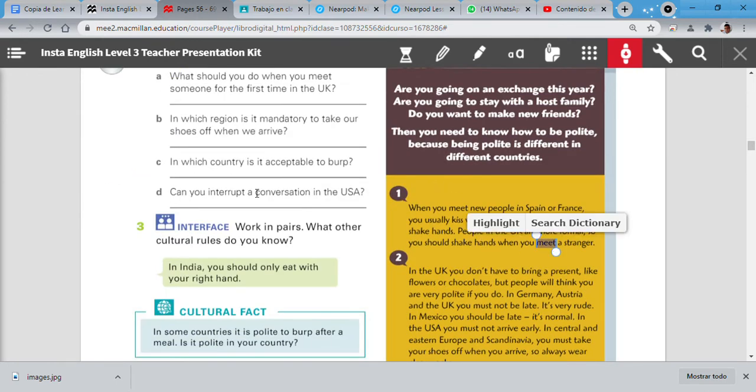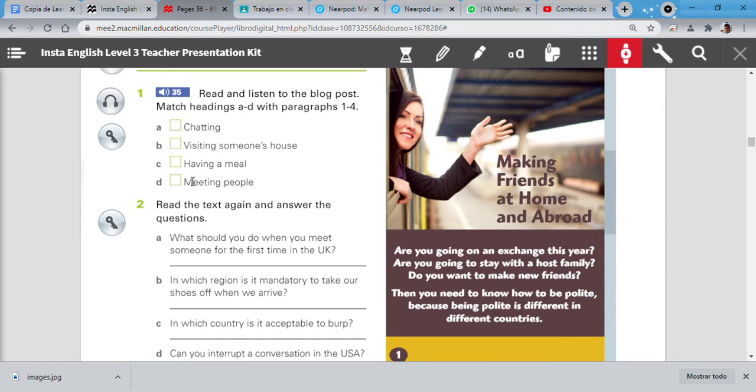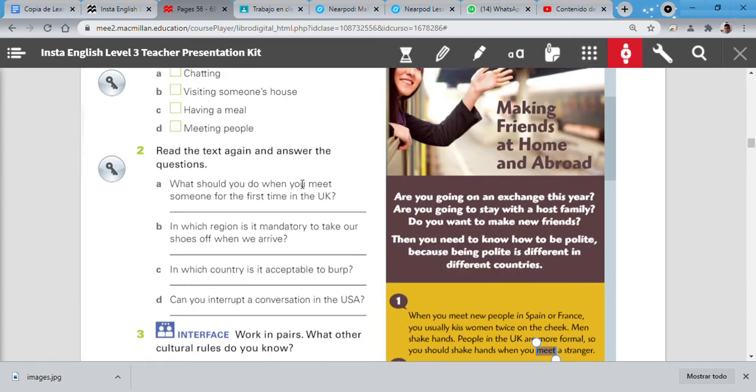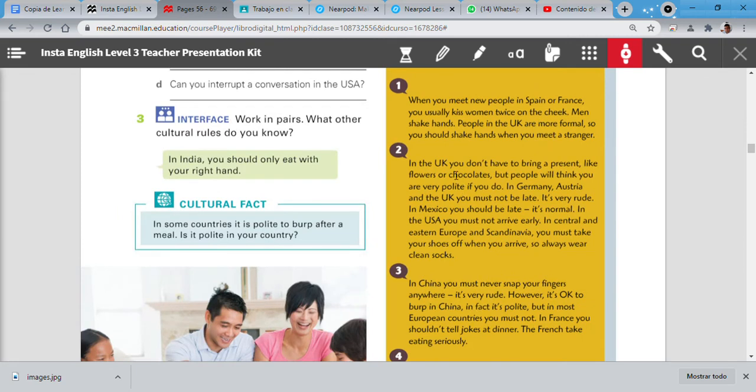Meeting people. So number one is meeting people. Letter D. In the UK or United Kingdom, you don't have to bring a present like flowers or chocolates, but people will think you are very polite if you do. It's not an obligation, but it could be polite.